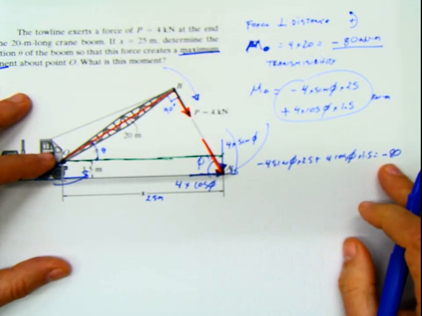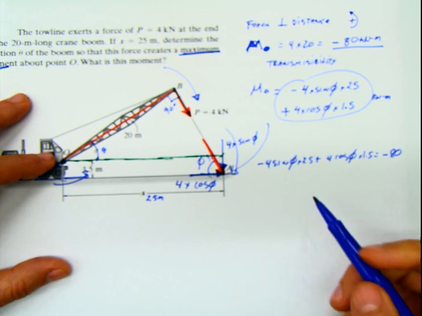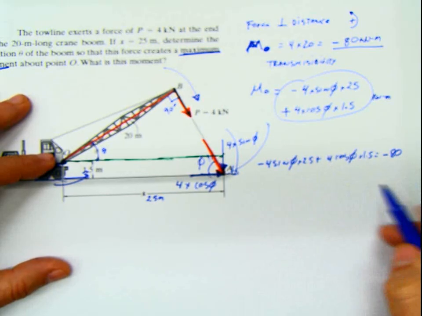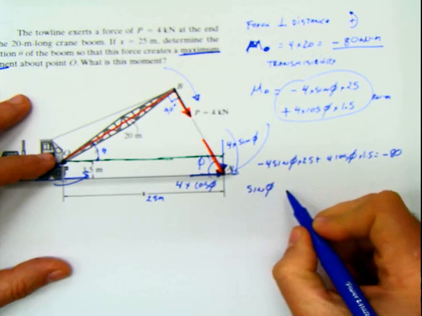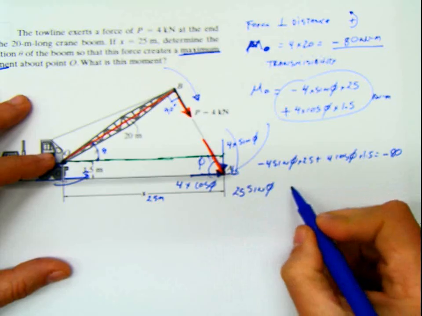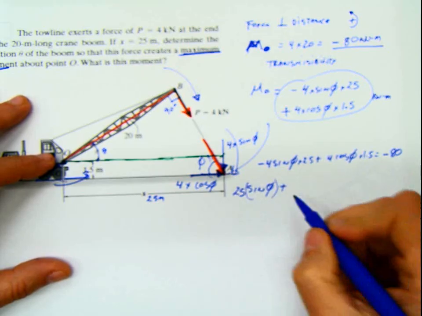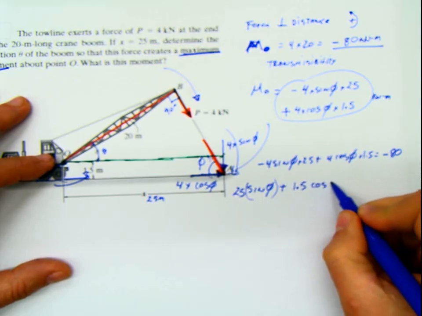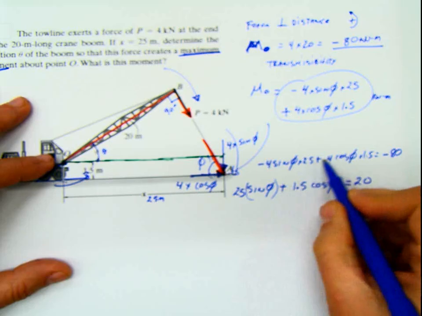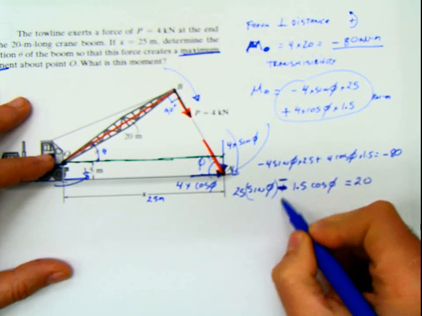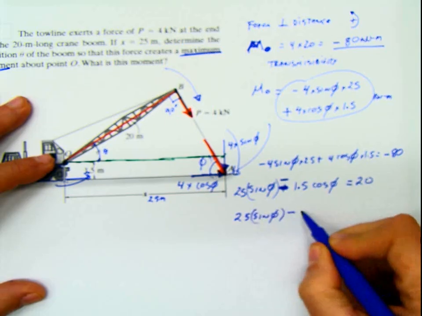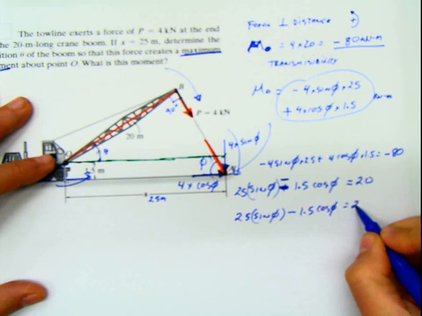Once I have this, I can set up an equation by passing this to the other side. This is going to be positive, this is going to be 4 multiplied by negative 1 and divided by 4. I divide everything by 4, and I can get that 25 sine phi plus 1.5 cosine phi is going to be equal to 20. And this is not plus because I'm multiplying by negative, so this is going to be a negative sign here. I'm going to copy it again here. 25 sine phi minus 1.5 cosine phi equals 20. There you go.